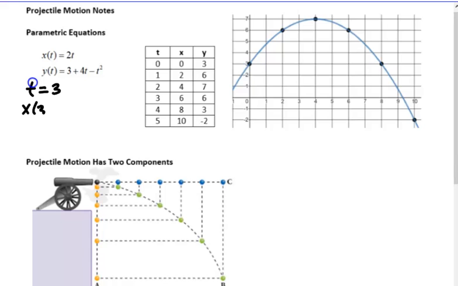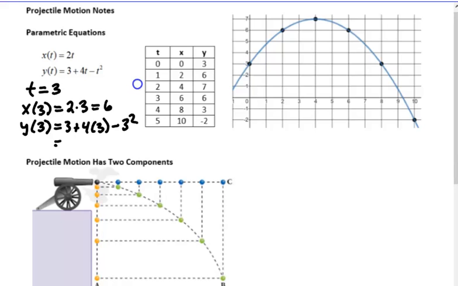So we're going to say x of 3. Notice x is a relationship involving t, is 2 times 3, which is 6. y of t is y of 3, which is 3 plus 4 times 3 minus 3 squared, or 3 plus 12 minus 9. 3 plus 12 is 15, minus 9 is 6. So this corresponds to this row on the table. When t is 3, x is 6, and y is 6.